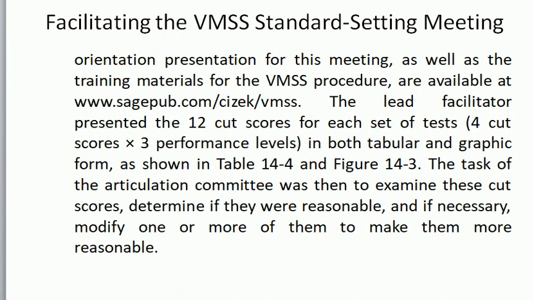The lead facilitator presented the 12 cut scores for each set of tests, 4 cut scores multiplied by 3 performance levels, in both tabular and graphic forms as shown in Table 4.4 in the previous slide and Figure 4.3. The task of the articulation committee was then to examine these cut scores, determine if they were reasonable, and if necessary, modify one or more of them to make them more reasonable.